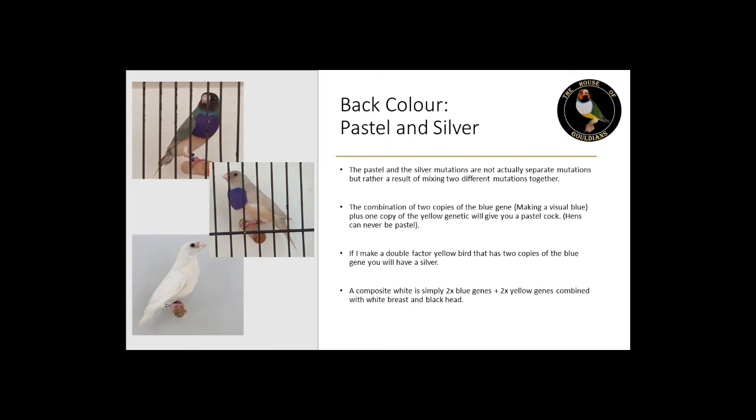If we look at the composite white, which is a bird on the bottom left, you'll notice that the whole bird is white, and that is what we mean by the composite white. So you've removed all the back color by combining 2 copies of the blue with the yellow, and then on top of that we've put it to a white-breasted bird with a black head. And one of the things that you'll remember us discussing is that the yellow back genetic essentially affects the black of the bird, and in a double factor yellow case it actually makes it white. So you end up with this pure white bird that is referred to as a composite white.